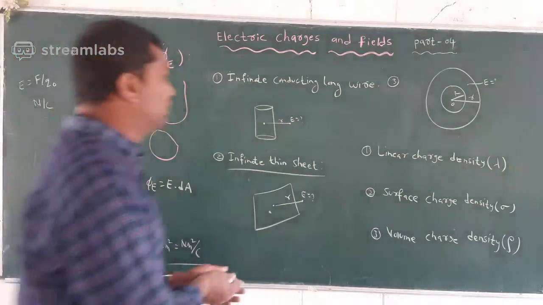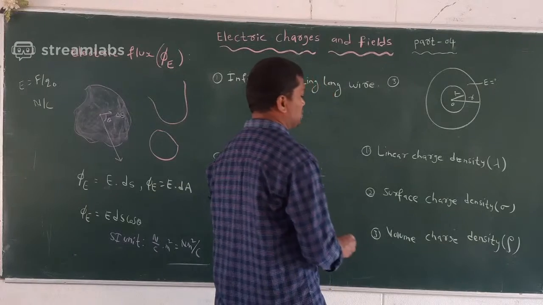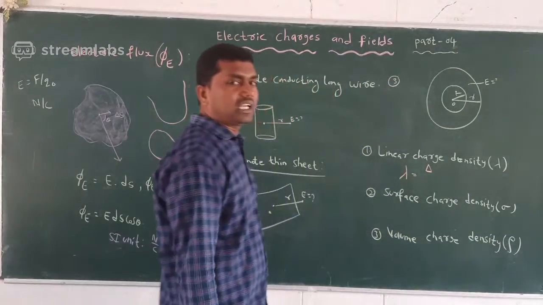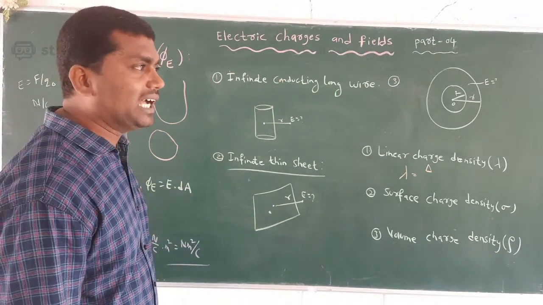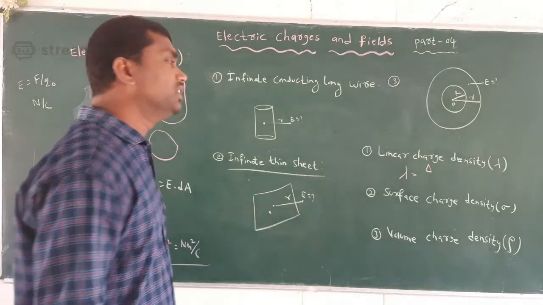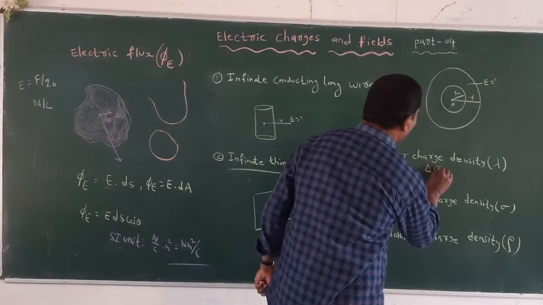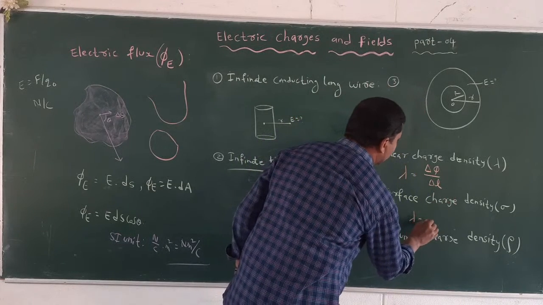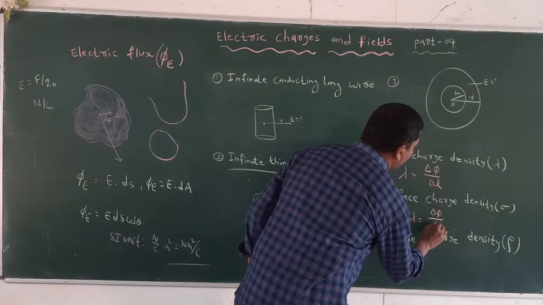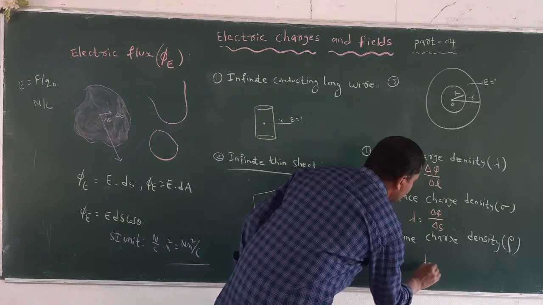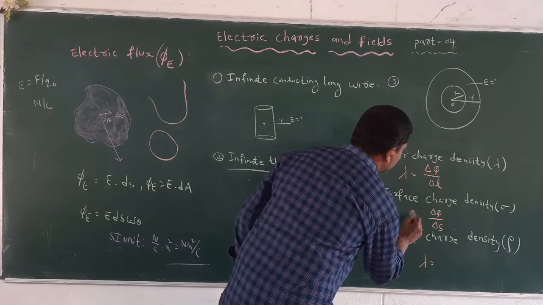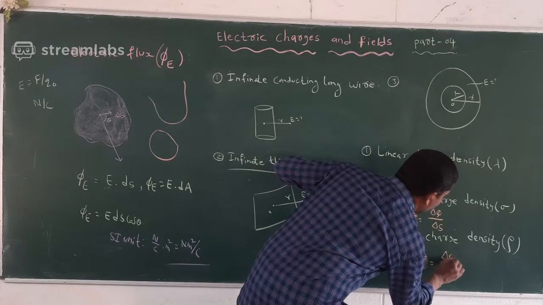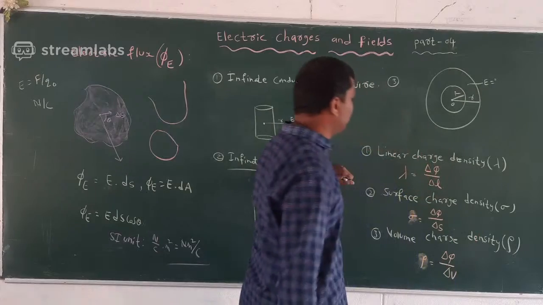So I can write the definitions of these three quantities. The first one is lambda equal to delta Q by delta L. The second one is sigma equal to delta Q by delta S. And the third one is rho, volume charge density, equal to delta Q by delta V.